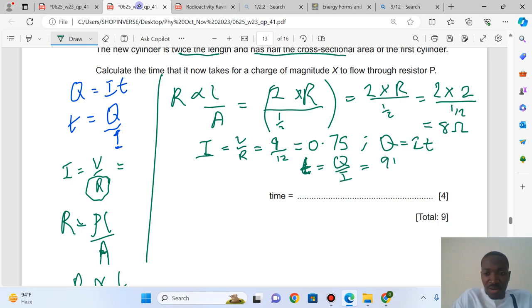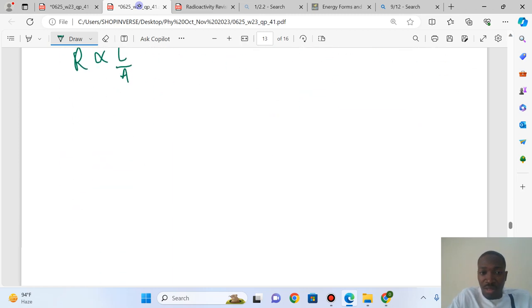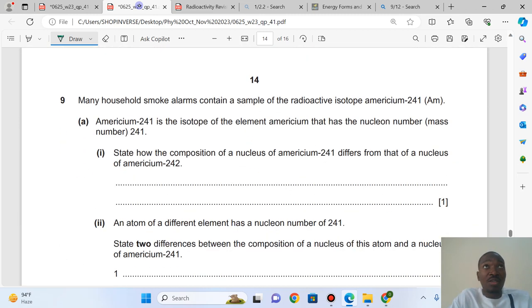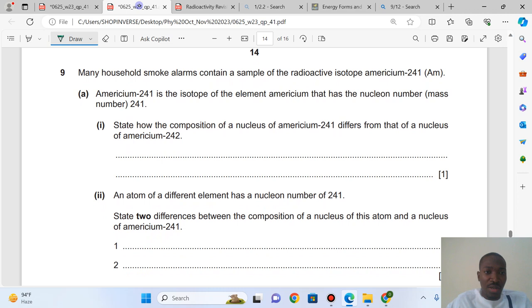Quantity of charge is now 100, the charge we are looking for, and the current will be 0.75 amperes. Now 100 divided by 0.75 should give us 1,200 seconds. You may decide to convert that to hours, your choice. So that is the end of that question. Question 9.